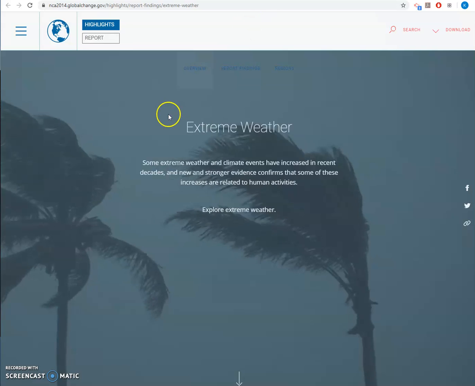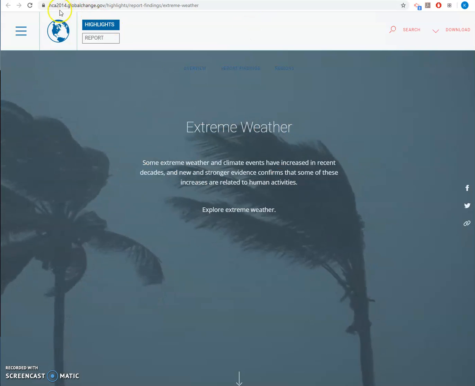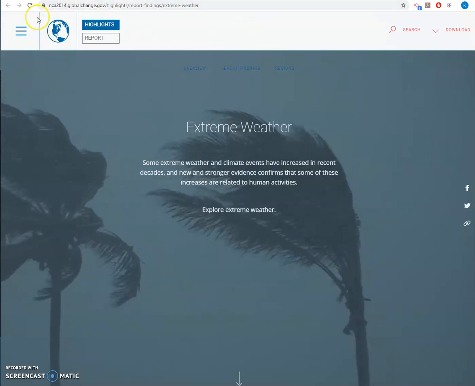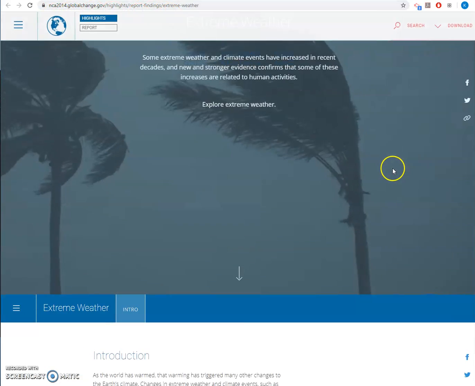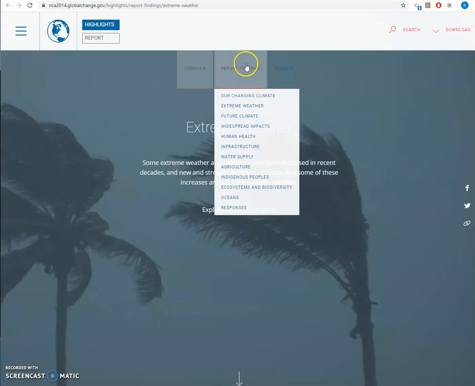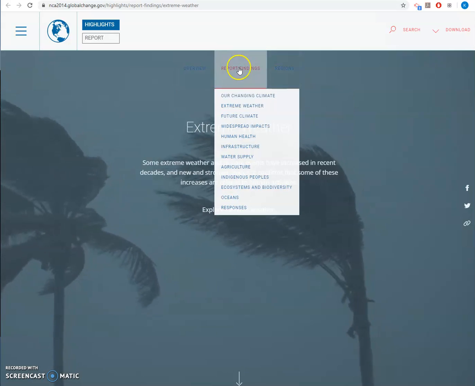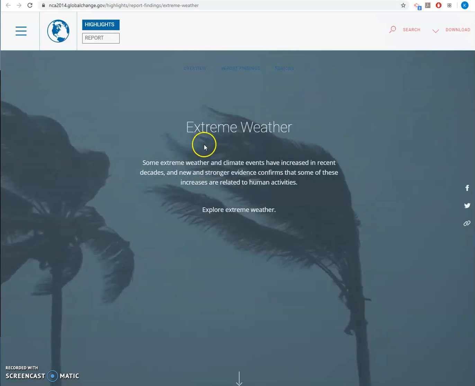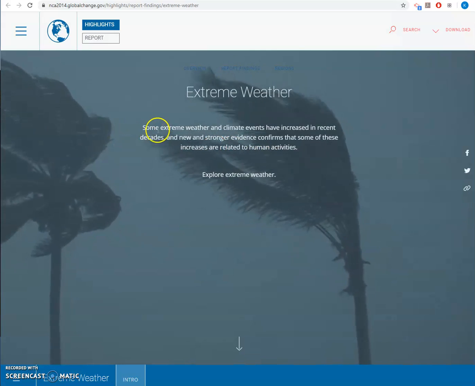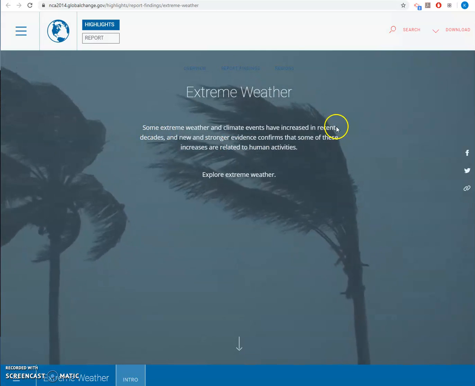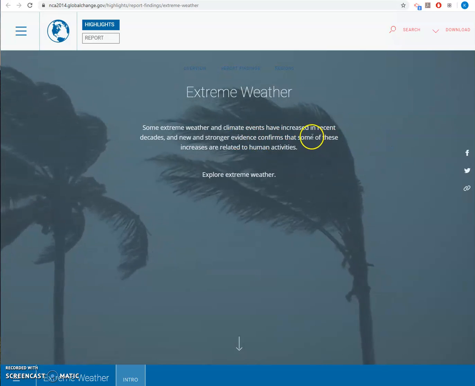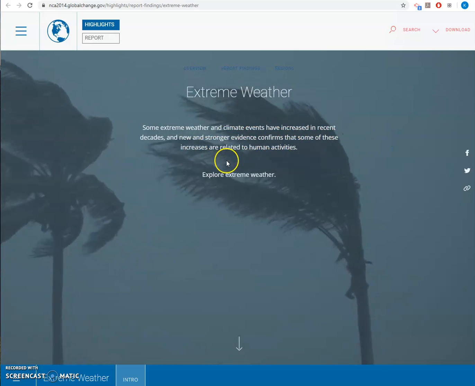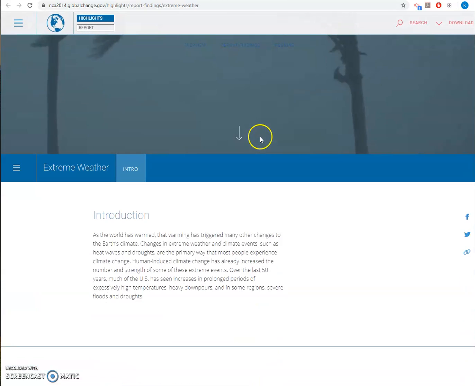Let's look at the next one. This is the extreme weather page from the NCA 2014 study. For some reason the UI is kind of whacked out, but you can see here there's overview, report, findings, regions. We don't really need to mess with these too much because we're already in the right place. Extreme weather. Some extreme weather and climate events have increased in recent decades. There is newer and stronger evidence confirming that some of these increases are caused by human activity. We're going to explore extreme weather by coming down here.